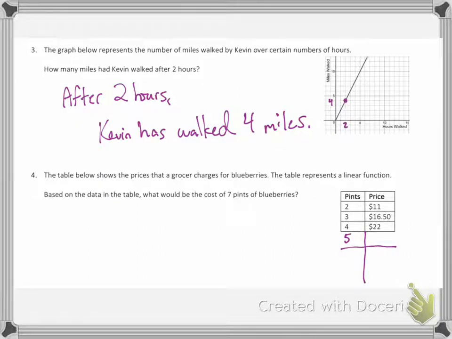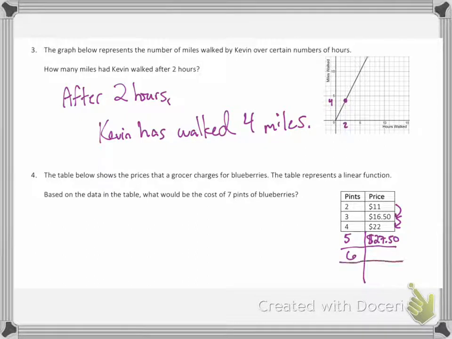If I notice, every time I go through the table, I increase in price. Every time I add a pint, we're adding $5.50 from one to the next to the next. So we can assume if this is a linear function, that pattern's going to continue. So if I get 5 pints, I'd add another $5.50. It'd be a cost of $27.50.